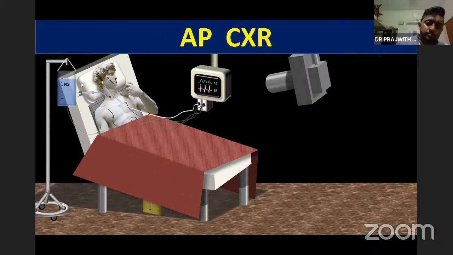Now, when do I do an AP chest X-ray? When I can't make the patient come to the X-ray department, ask the patient to hold the waist and bend anteriorly, bend the hands anteriorly, and take a deep breath. So if I can't do any of these maneuvers, then I ask for an AP chest X-ray.